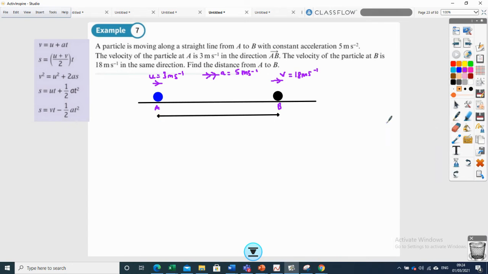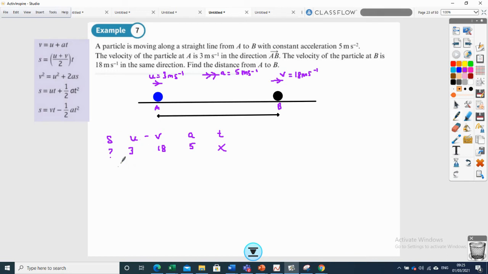I've drawn a little diagram to imagine the situation. I'm then going to write out SUVAT. s we're trying to find, u is 3, v is 18, a is 5, and t is not in the question.